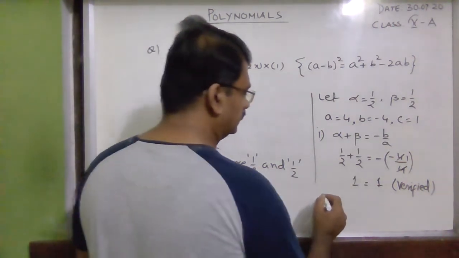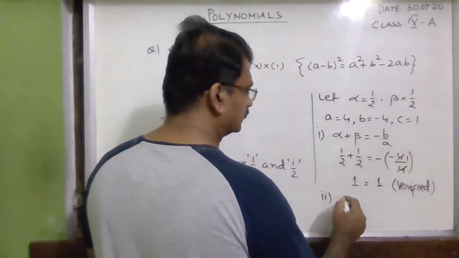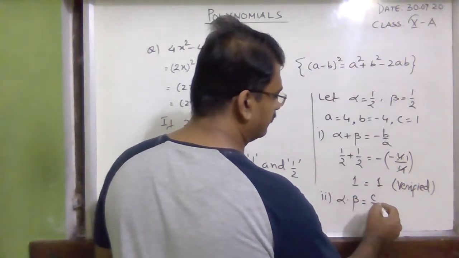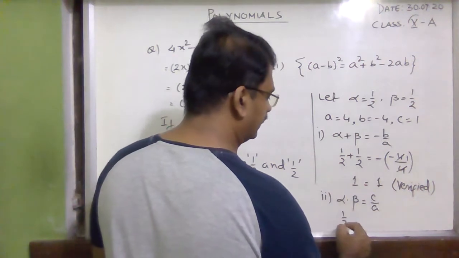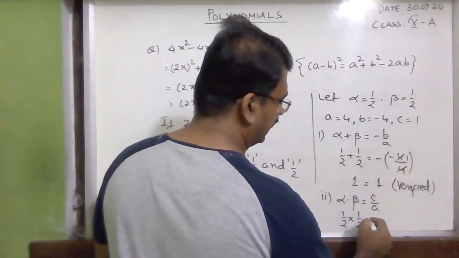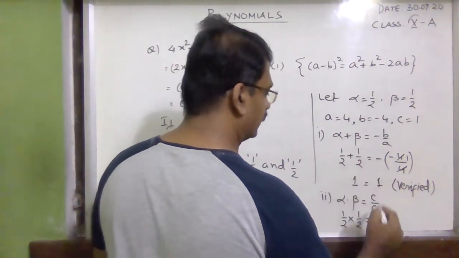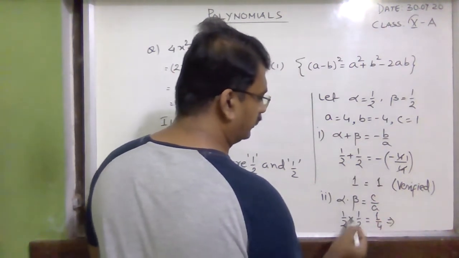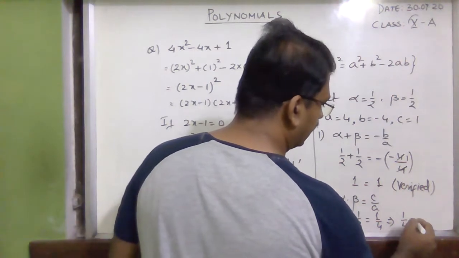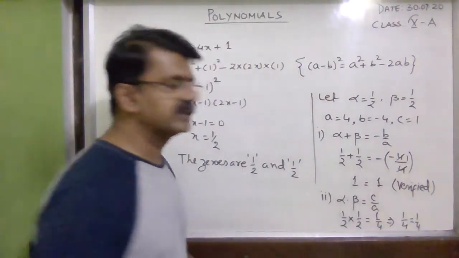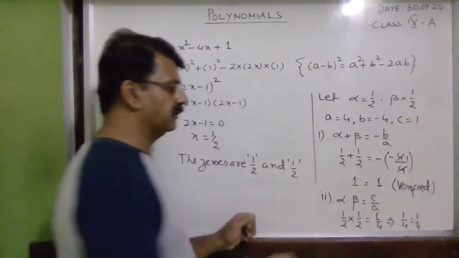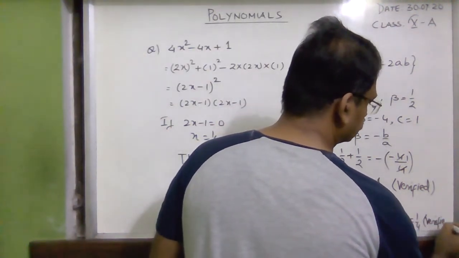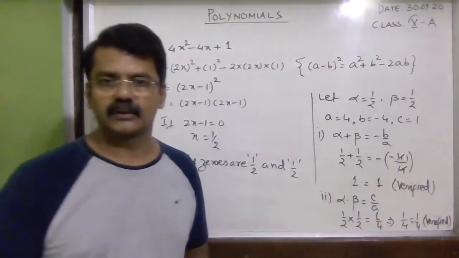Now the second one, alpha into beta is equal to c by a. That is 1 by 2 into 1 by 2 is equal to c is 1, and a is 4. Now you see 1 by 2 into 1 by 2 is nothing but 1 by 4, which is equal to 1 by 4. So you can see the second one is also verified.